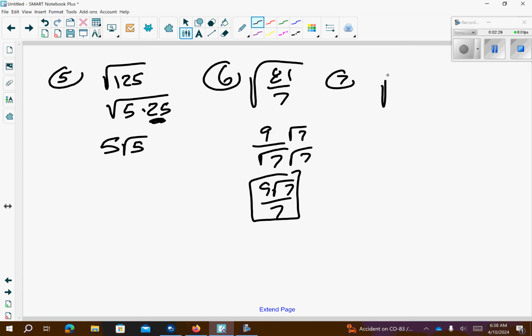Number 7, this is done very similar to the last one, except we have a perfect square on bottom. What's the square root of 121? Yeah, it's 11. Notice the square root's only on top now because we took the square root of the bottom.